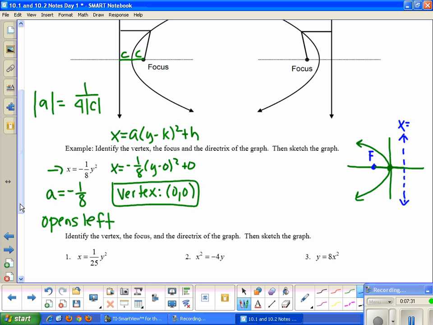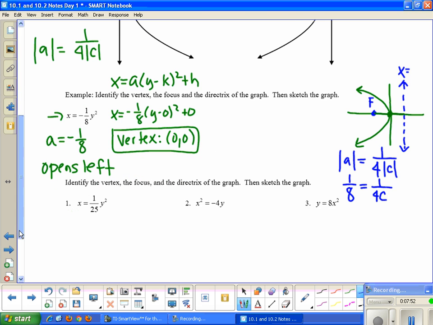Well, how do I do that? Remember that the absolute value of a is equal to 1 over 4 times the absolute value of c. So in this case, a is equal to -1/8, so the absolute value of that would be 1/8 equals 1 over 4c. In order to solve this equation, since it has an equal sign there, we can cross multiply. So 4c times 1 is just 4c equals 8 times 1, which is just 8. Divide both sides by 4, and notice I get a c value of 2.